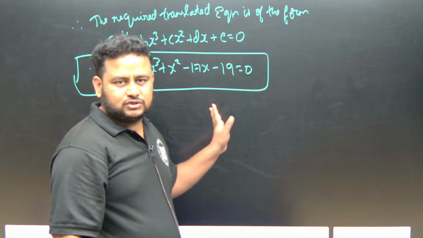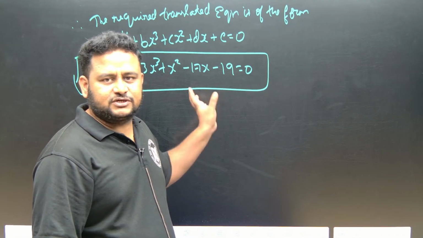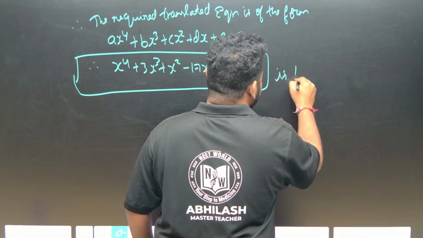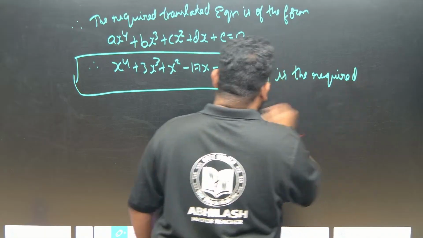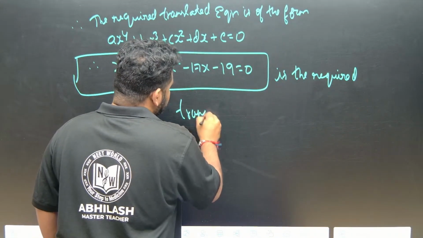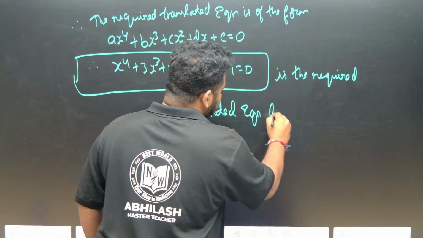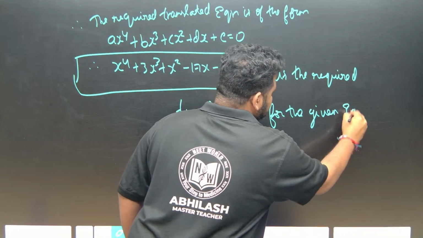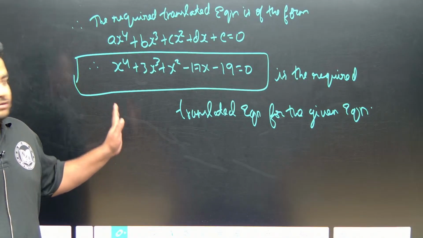Okay, in the end you have to show this is the final answer, so that they don't have to waste time checking your copy. Okay, they can find the answer easily. So you have to write, this is the required translated equation for the given equation. So this is the final answer you have to write, then only you will get 7 marks complete.